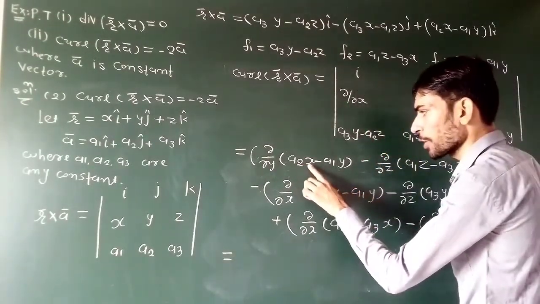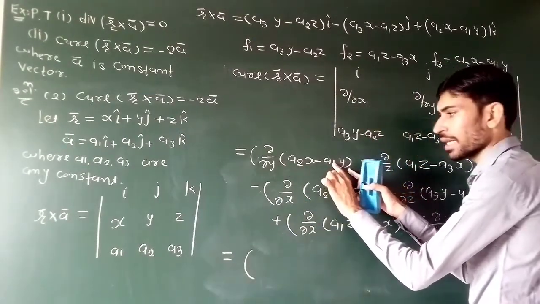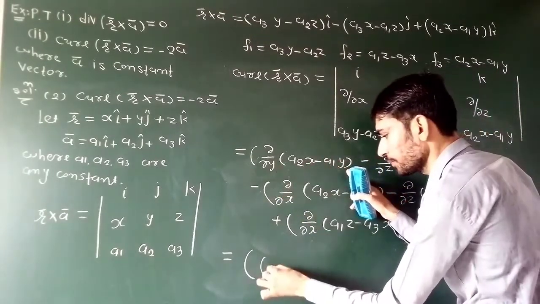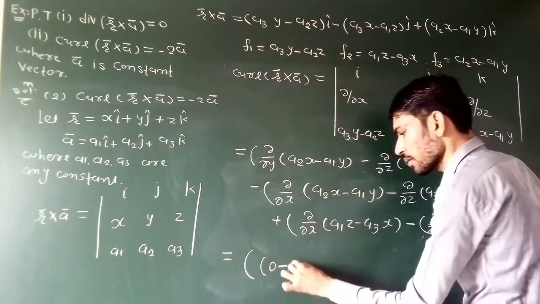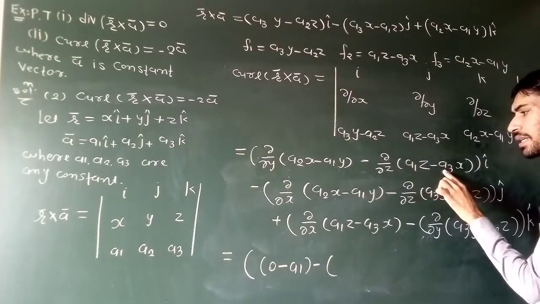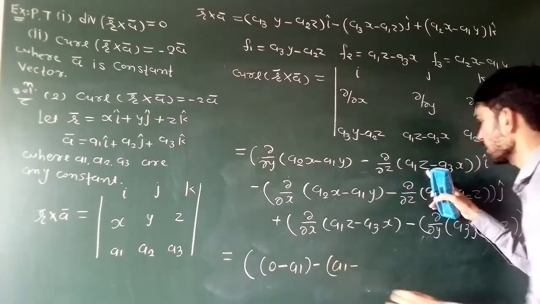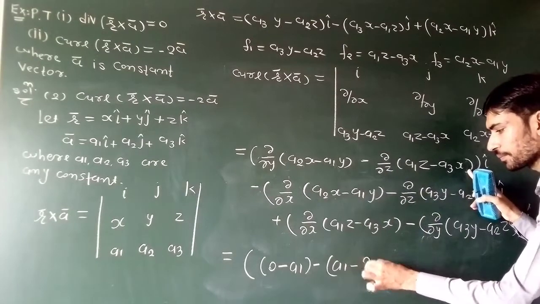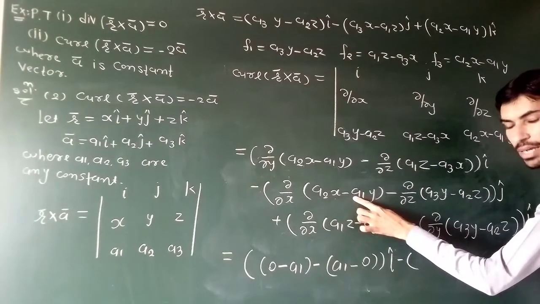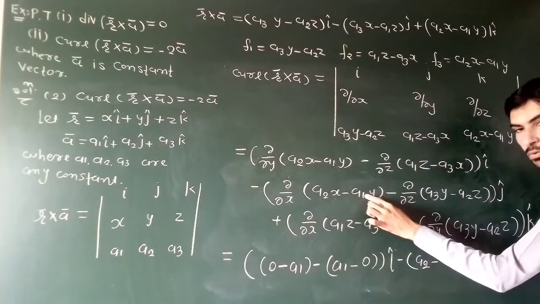Here we are doing partial derivative of a2x minus a1y with respect to y. That means this term a2x minus a1y with respect to y: a2x becomes 0, minus a1y becomes minus a1. Minus, the second term a1z minus a3x with respect to z: a1z becomes a1, and a3x with respect to z becomes 0, into i cap. Now minus, a2x minus a1y with respect to x: a2x becomes a2 and a1y becomes 0.